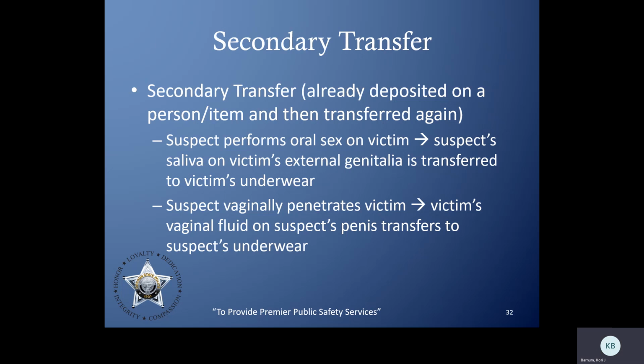Secondary transfer is when something has already been deposited and then it's transferred again. So if the suspect performs oral sex on the victim, we would expect the suspect's saliva to transfer to the victim's external genitalia. But then that saliva may also transfer to whatever clothing layer is closest, typically underwear. So it would be a good idea to collect the victim's underwear.